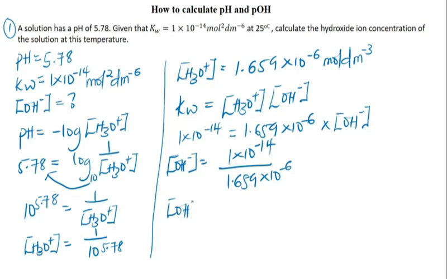Then our hydroxide ion concentration is equal to 6.03 times 10 raised to the power minus 9 mole per dm cube. So this is the concentration of our hydroxide ion in the solution for this particular example. Let's have a look at another example to further enhance our understanding of how to calculate pH and pOH.